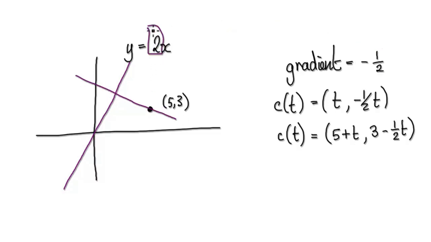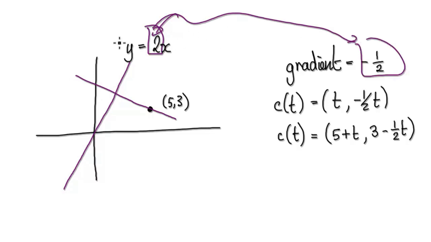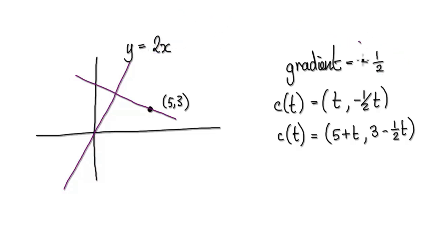By the way, I'm expecting you to know this. If you want something that's perpendicular to this line, it will be minus the reciprocal. So I'm expecting you to know this. So the gradient is given by this.